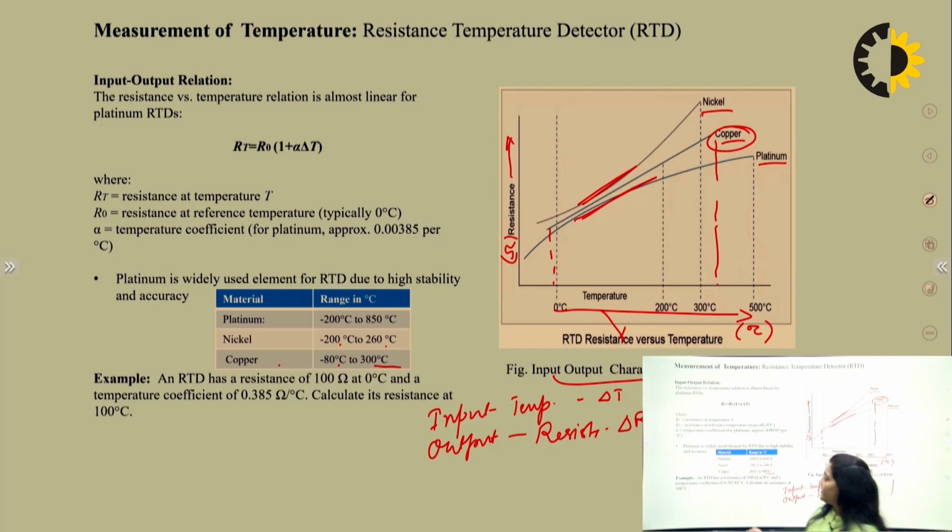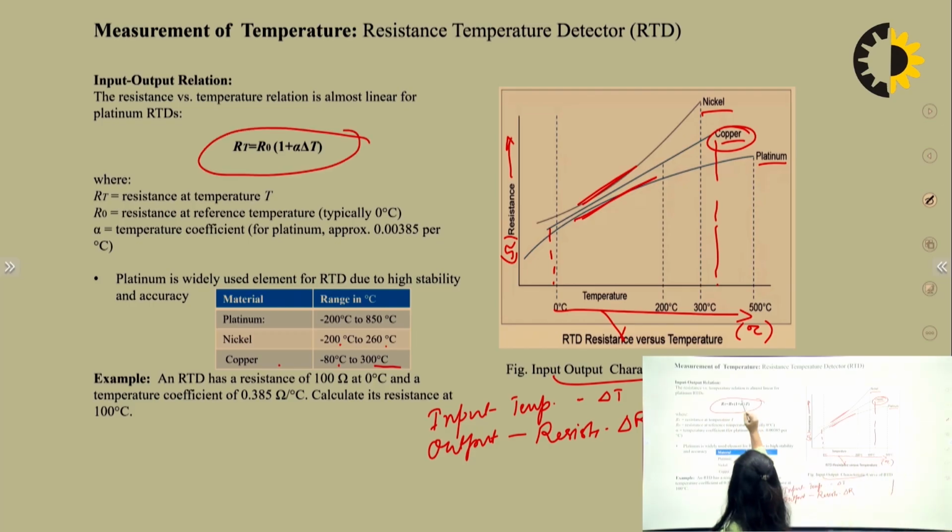Now if you see the relation, RT equals R naught into (1 plus alpha into T), which is the simple linear relation with the temperature coefficient, where alpha is the temperature coefficient. For platinum it is approximately 3.85 milli per degree. It does not have a unit per degree centigrade. Platinum is a widely used element for RTD due to high stability and accuracy.